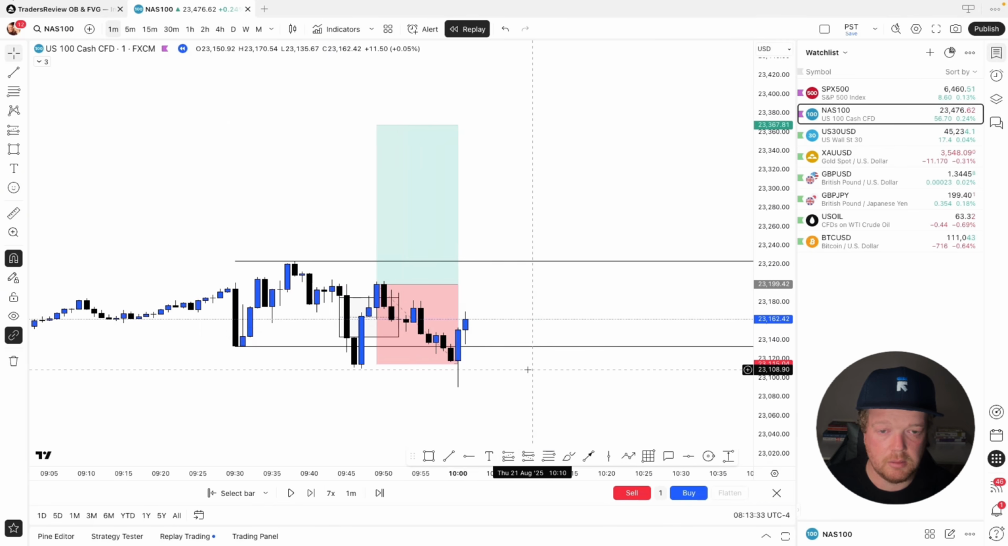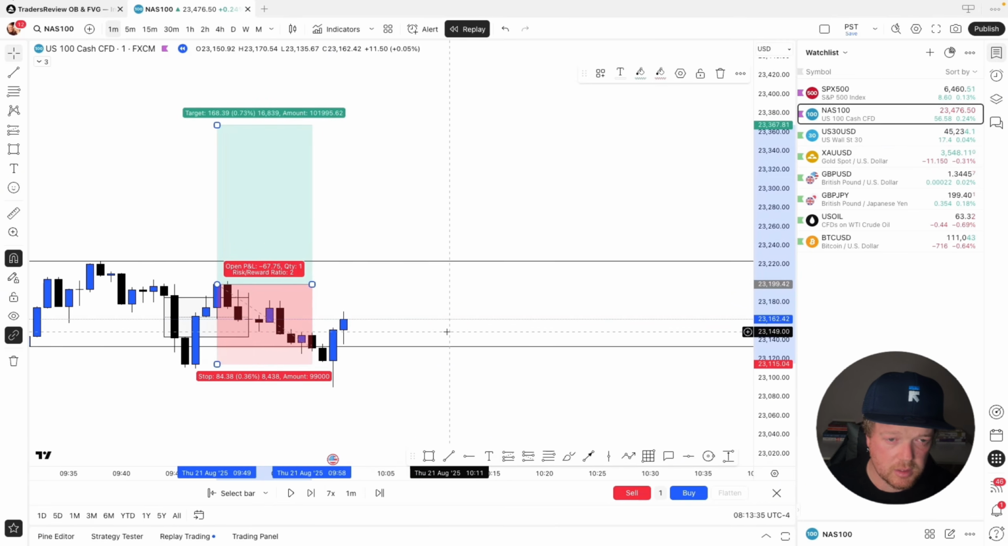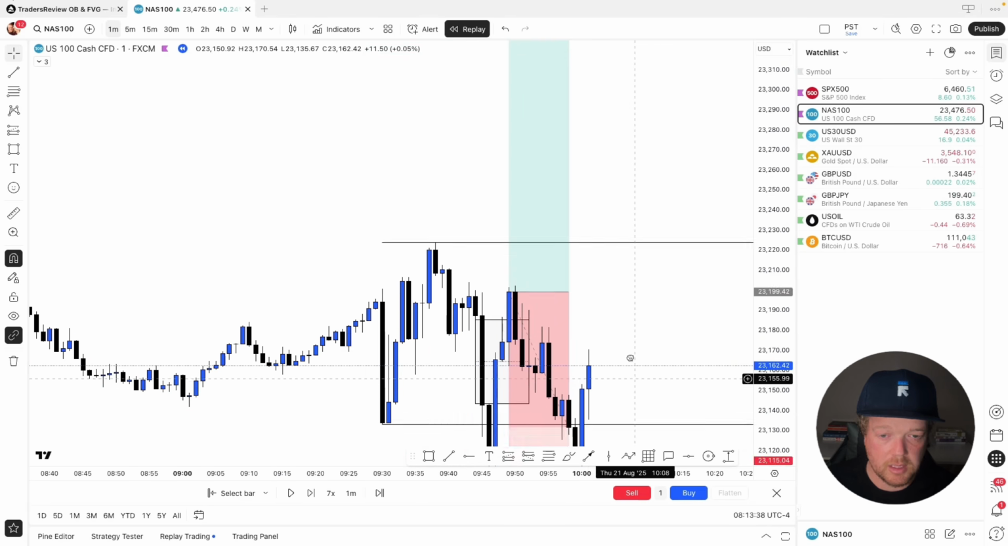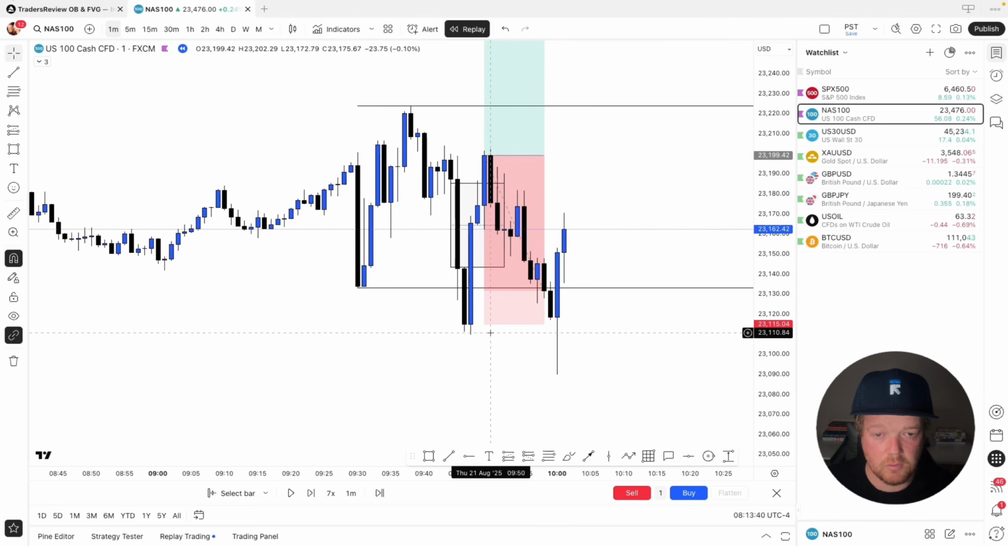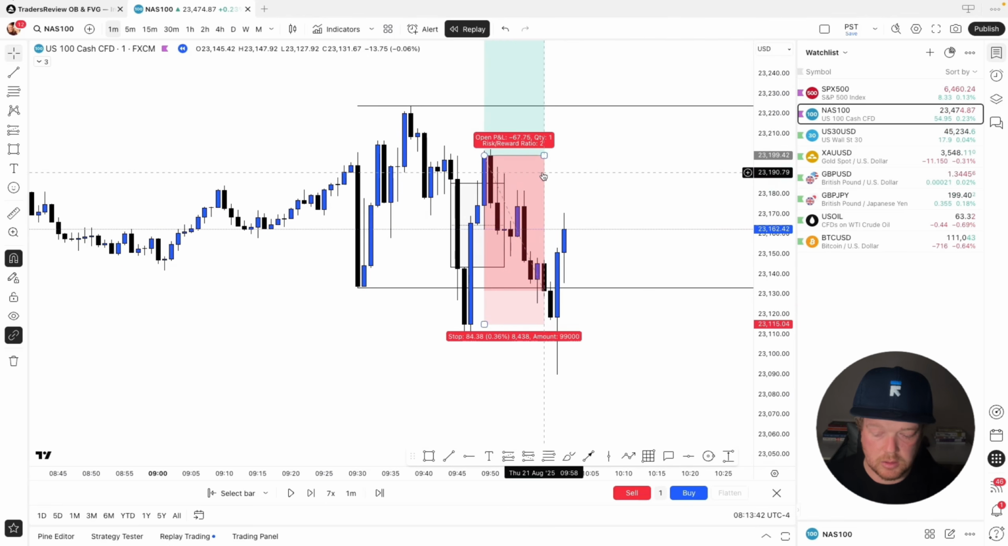As you can see, immediately the stop loss was hit, but look what happened. We broke out again. We took this low. So let's delete this one. So that's a losing trade.